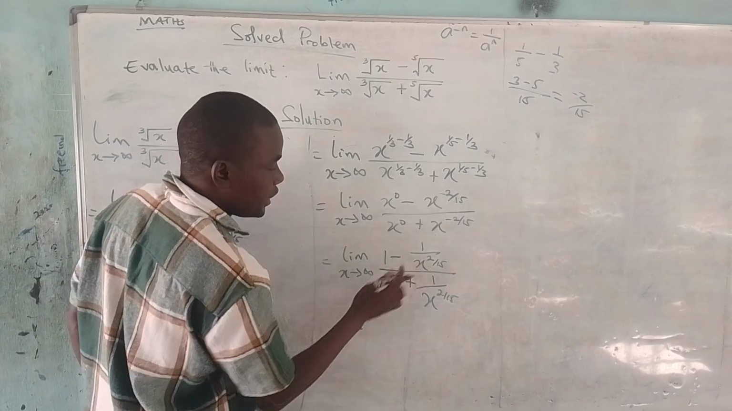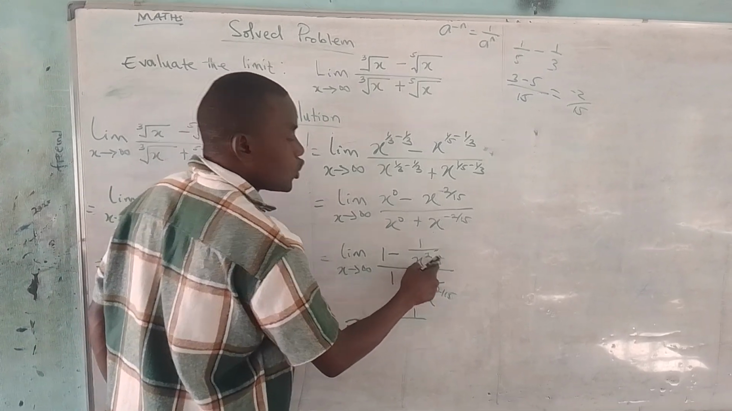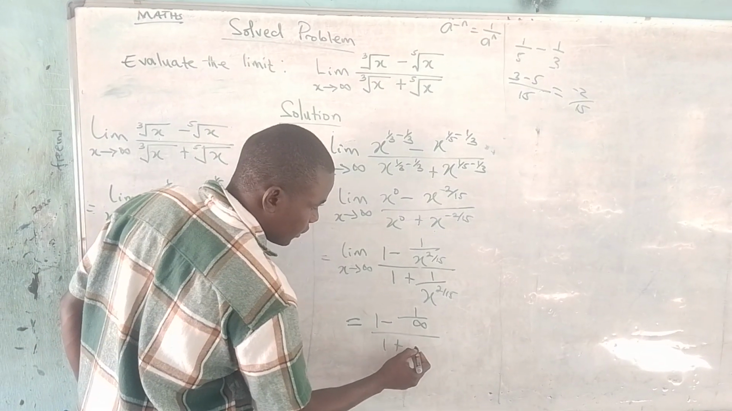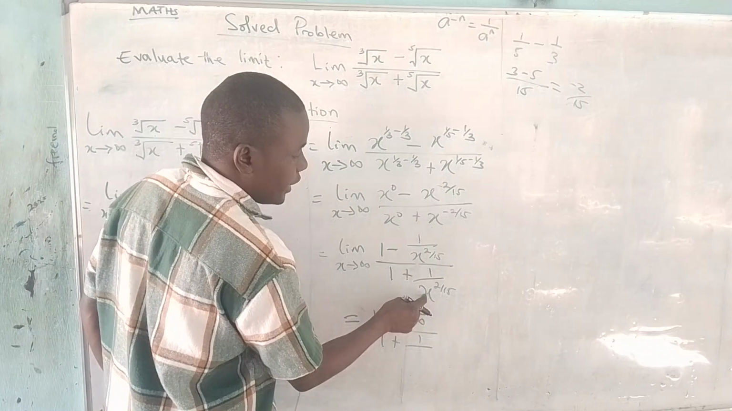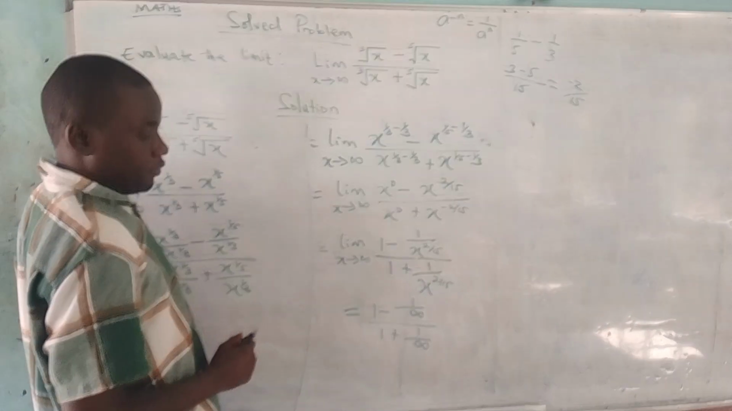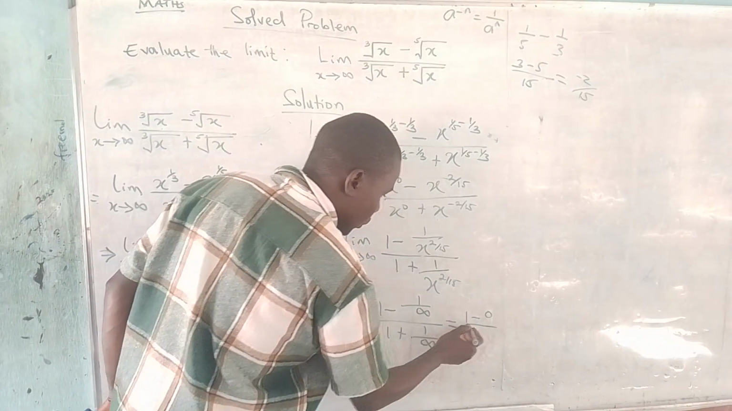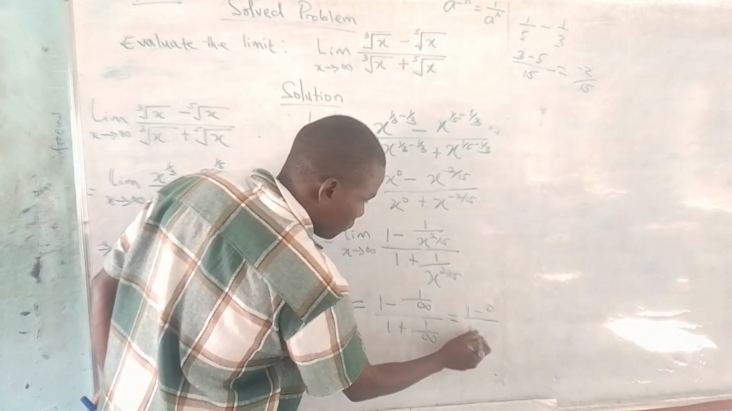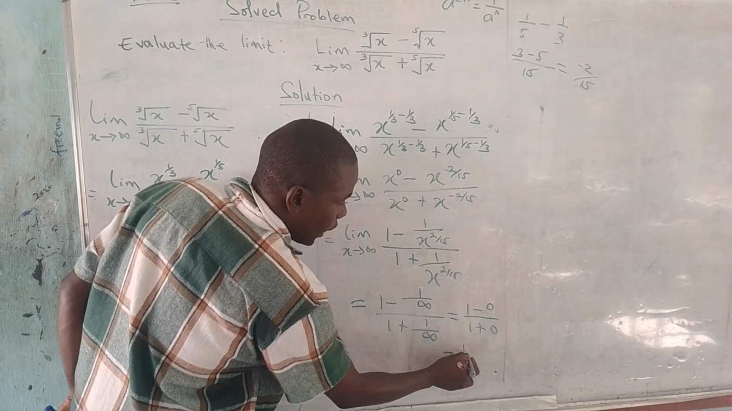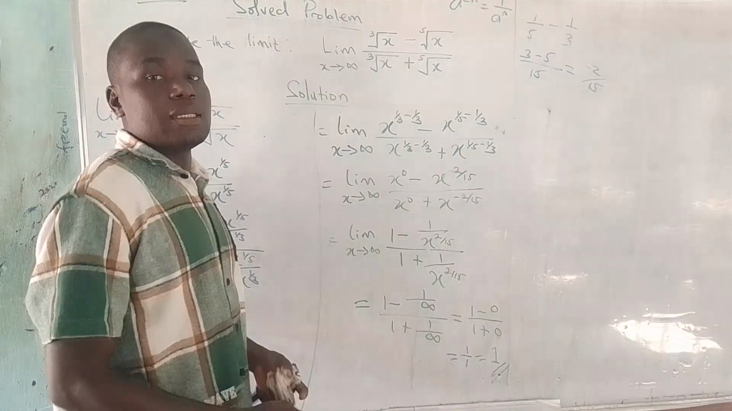So we can plug our infinity here. We have 1 minus 1 all over, what is this? Infinity power 2 all over something is still infinity. 1 plus 1 all over, what is this? Infinity power whatever. We have infinity. So what do we have now? 1 minus 1 divided by infinity, 0. Divide by 1 plus 1 divided by infinity, 0. So what do we have left? 1 all over 1, which is equal to 1. Understand? Thank you very much.